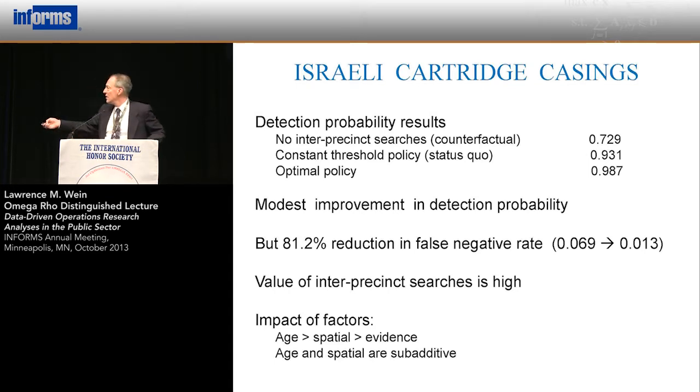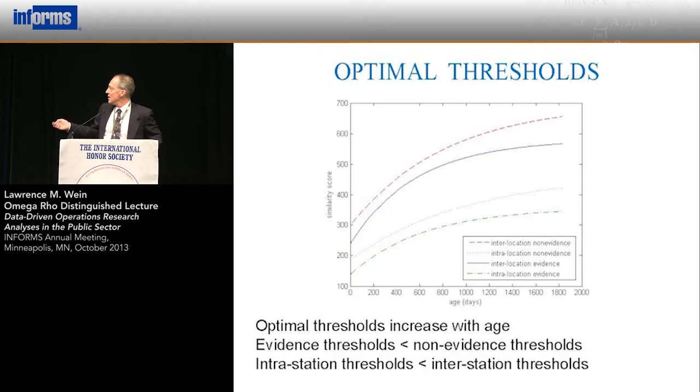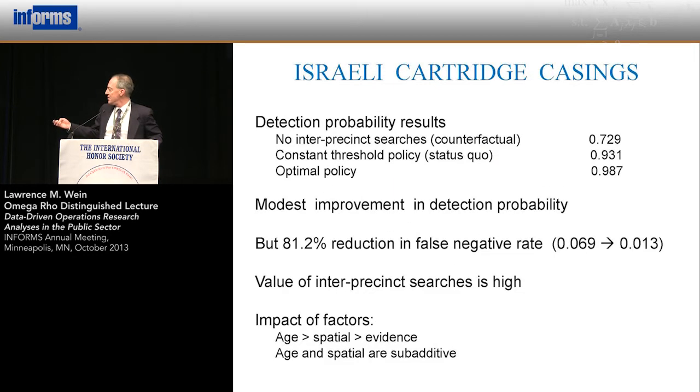So this 93.1% here, this is their status quo policy, so they use a constant threshold system. They use a national search, of course, since it's a much smaller country. And so we find the detection probability is 93.1%. Okay, so of course, when you're starting that high, you're not going to get much of an improvement in detection probability, and we find our optimal policy is 98.7%.